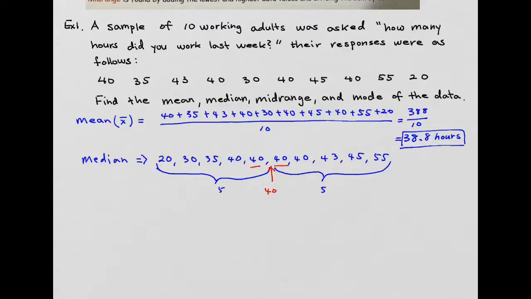But what about if those two numbers are different? If these two numbers are different, add them up, divide by 2. But if we do 40 plus 40 and divide by 2, that's just going to be 40, right? So 40 hours is going to be your median.